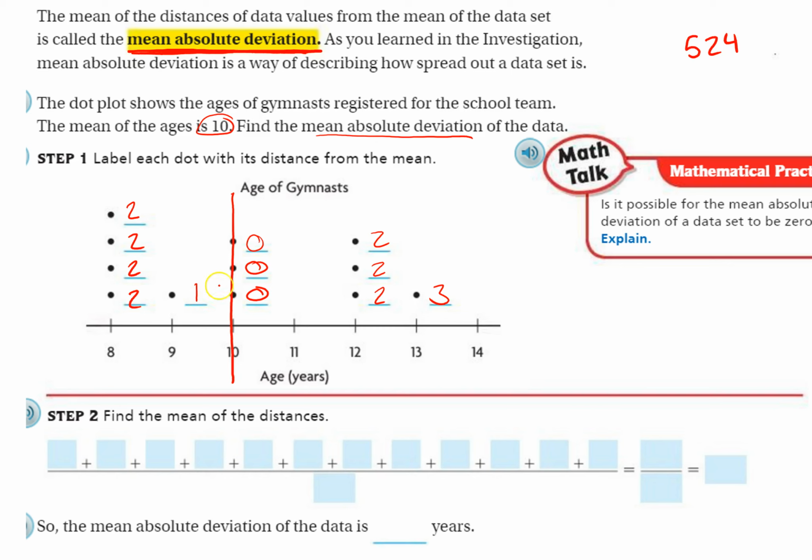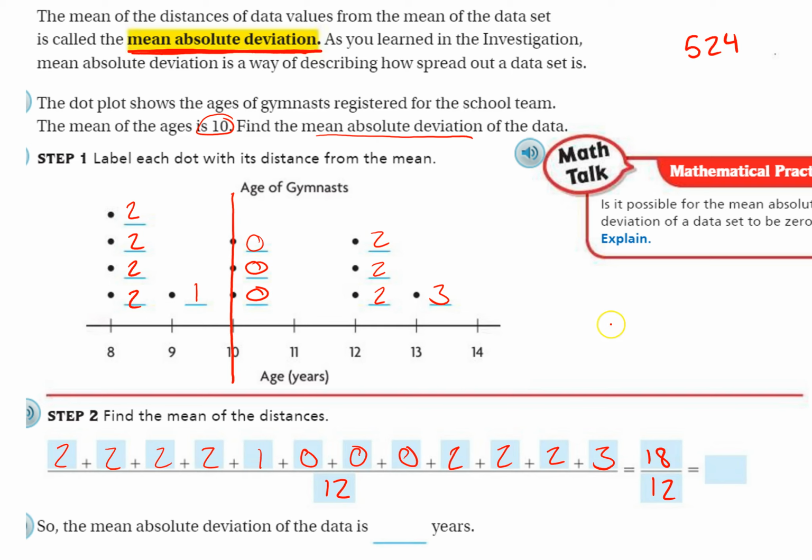Okay, now I add up all these numbers that I wrote down and divide by how many numbers there are. So 2 plus 2 plus 2 plus 2 plus 1. Remember, I include the zeros. Plus 0 plus 0 plus 0 plus 2 plus 2 plus 2 plus 3. Okay, that's going to be 18. And then the total number of dots we have, 1, 2, 3, 4, 5, 6, 7, 8, 9, 10, 11, 12 dots.